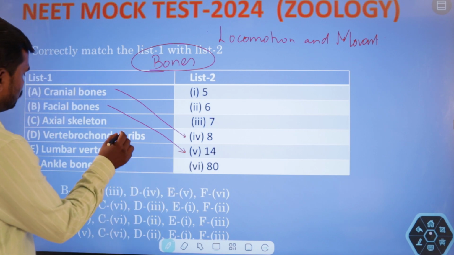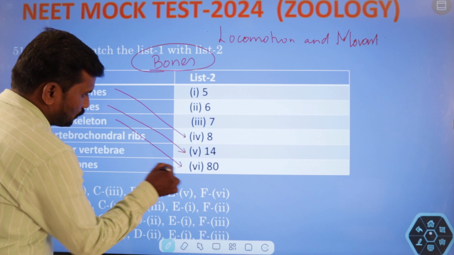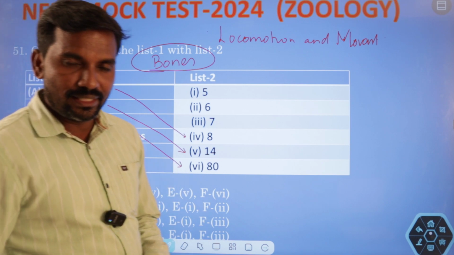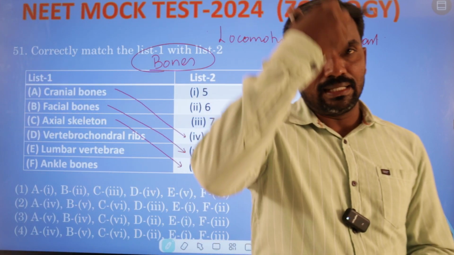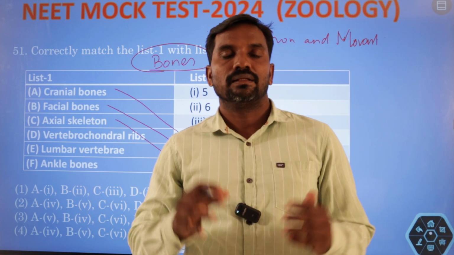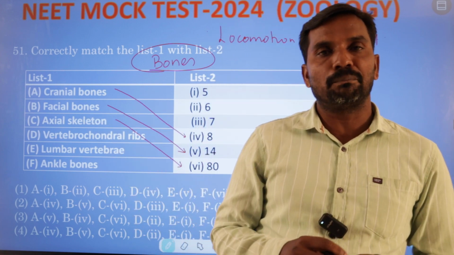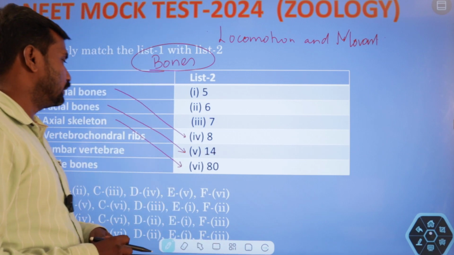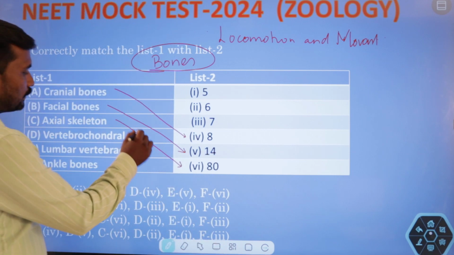Now the axial skeleton, there is no doubt. The total number of axial bones is 80. The appendicular bones, the bones attached to the central axis, are 126. Totally 206 bones. But what are vertebral ribs?